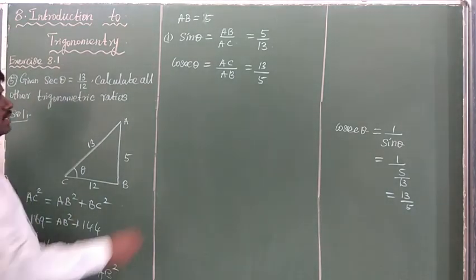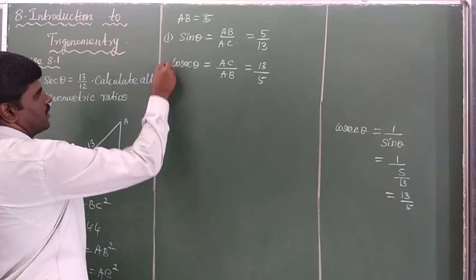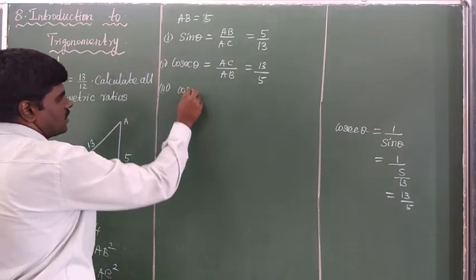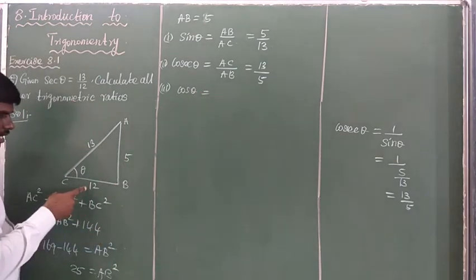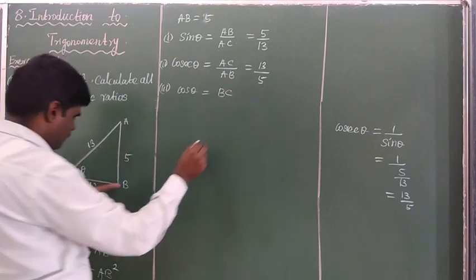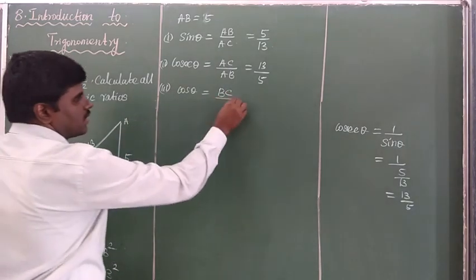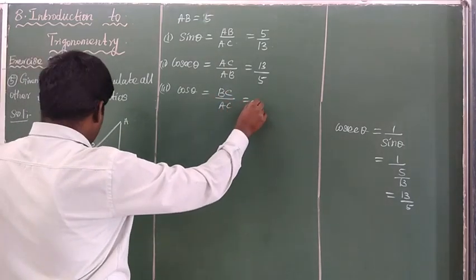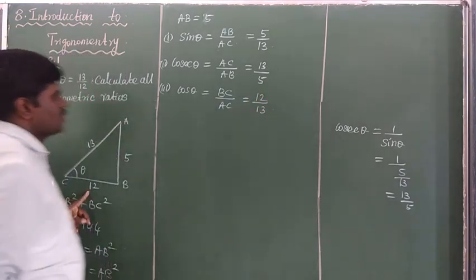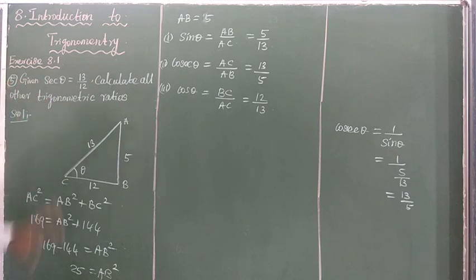Next, the second ratio. Third one, cos theta. What's the meaning of cos theta? Cos theta is equal to adjacent side by hypotenuse. Where is the adjacent side? Here BC by hypotenuse side AC. Cos theta is equal to adjacent side 12 by hypotenuse side 13. So the secant theta we already know.